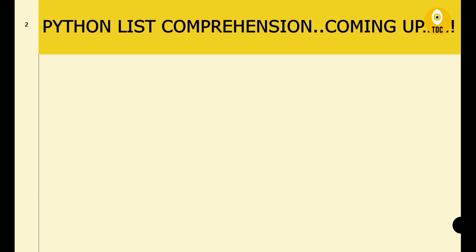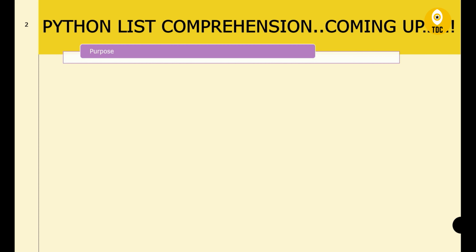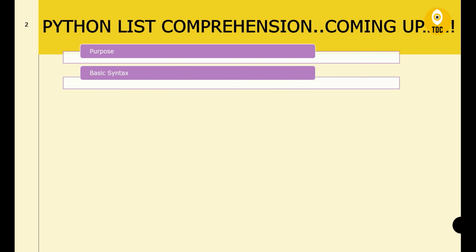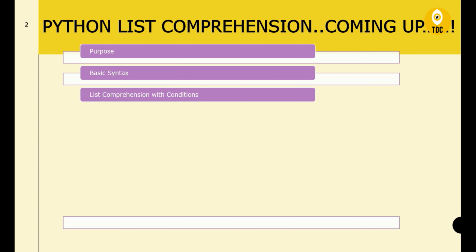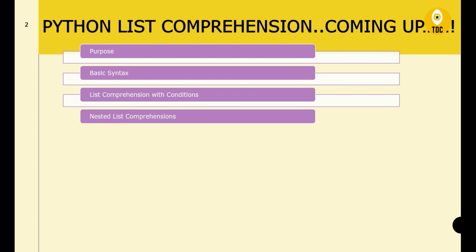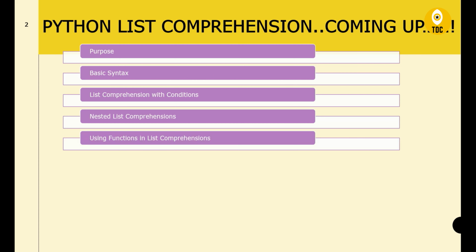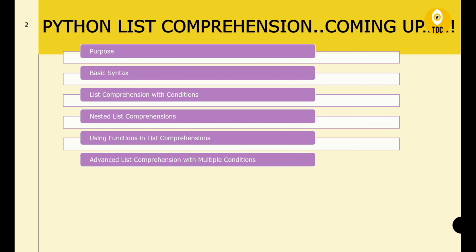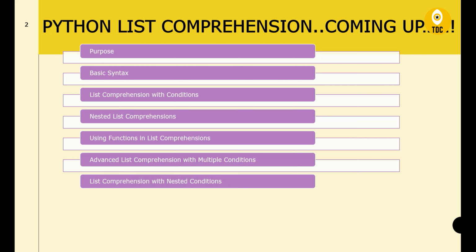In this video, what we can expect is, first, we will see the purpose of list comprehension, why we really need to use it, and how we need to use it, with a basic syntax, and list comprehension with certain conditions, how we can use if conditions. Then we will see how we do nested list comprehensions, how to use functions in list comprehensions, and an advanced version of list comprehensions with multiple conditions involved, and list comprehension with nested conditions.